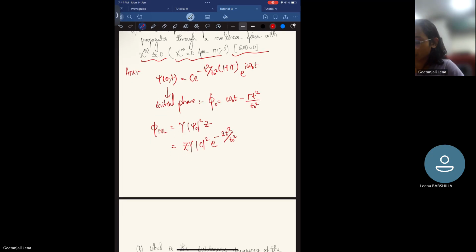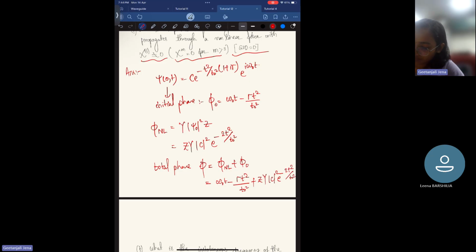For total phase, what we need, this is nothing but phi is phi nl plus phi 0. So which is omega 0 t minus gamma t square by t0 square plus z gamma mod c square e to power minus 2t square by t0 square. So this is the total phase.